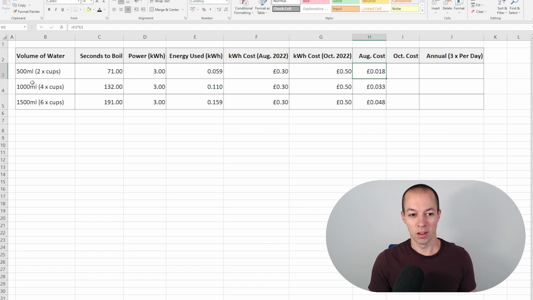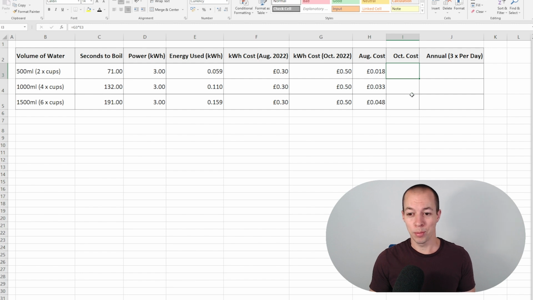But if you boiled your kettle today, now in August 2022, these are the costs that you would be paying. So we have for 2 cups, just under 2p, for 4 cups, just over 3p, and for 6 cups, you'd be paying just under 5p. Now, to be honest, I found those costs shockingly low. I don't know why. I guess it's just we've always been conditioned to not overfill the kettle that much because it wastes lots of energy. And I guess it does waste a lot of energy. It just doesn't actually cost that much to do so.